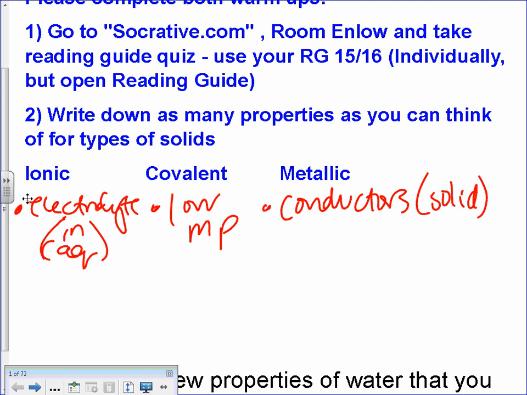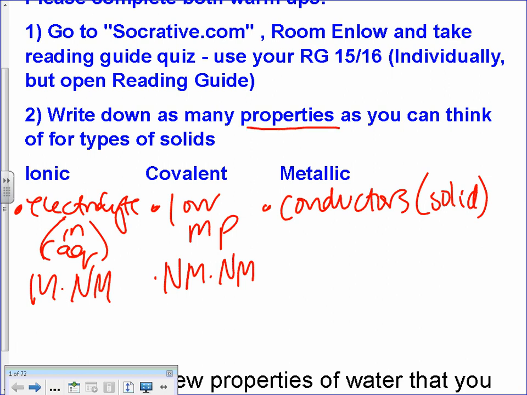It's a metal and a non-metal. Okay, so metal and non-metal together. And I'll go ahead and add non-metal, non-metal together. I want to hear more properties versus what they're composed of. All right, yeah, go for it, Sarah.